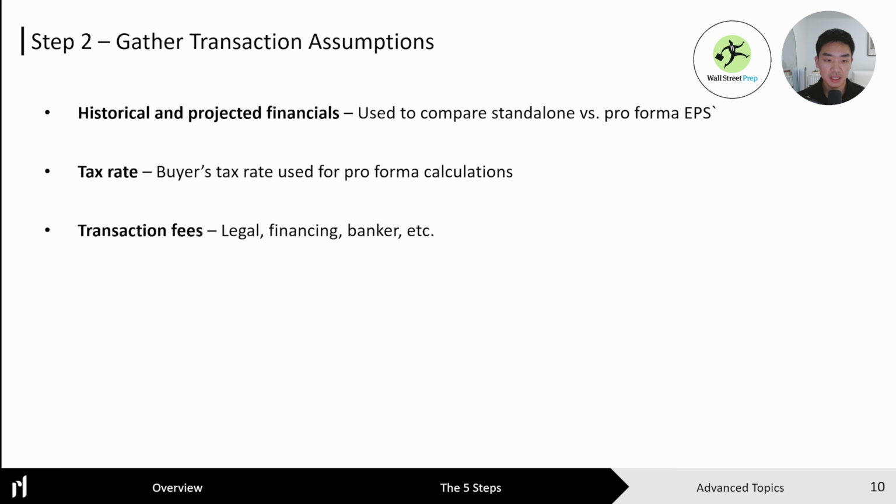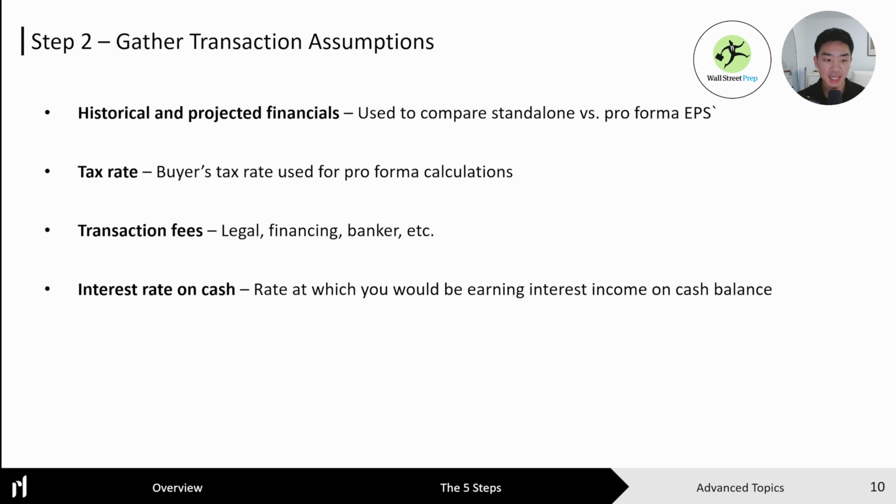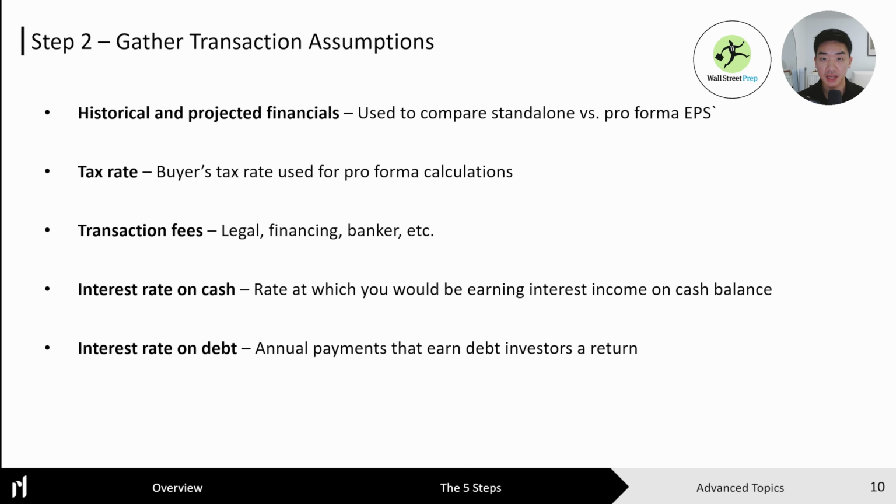Next, transaction fees. So there's legal, financing for if you're raising any debt, and banker fees if you're working with banks during the M&A transaction. Interest rate on cash, we discussed this before. The rate at which you would be earning interest income on your cash balance. Interest rate on debt, annual payments that you would pay to debt investors.